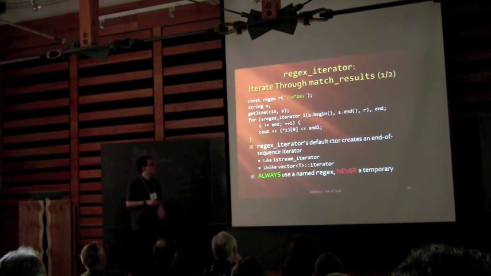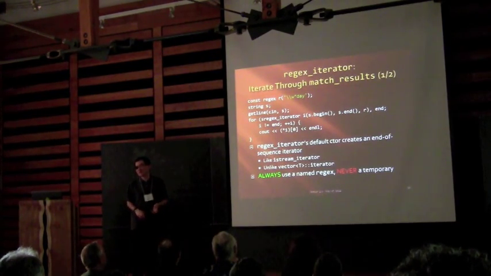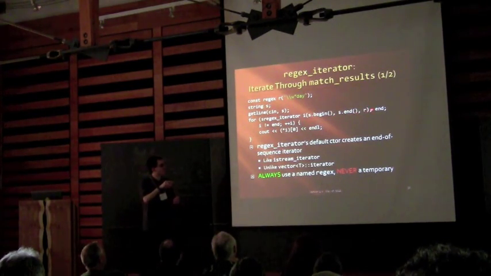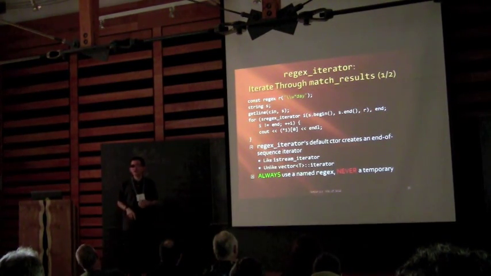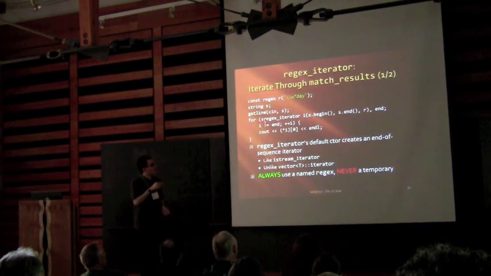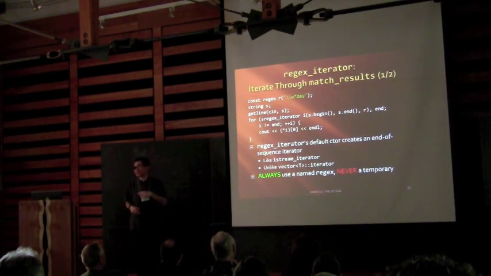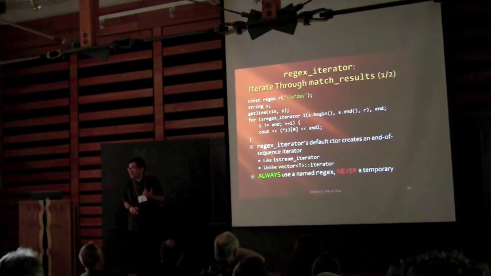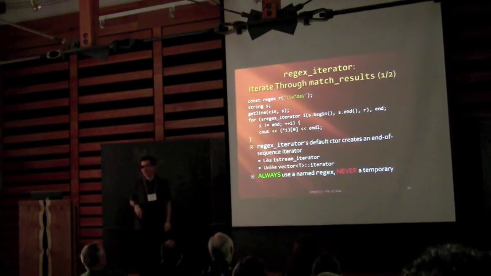The other potential gotcha is that I mentioned that regex's constructor is explicit, but there's nothing stopping you from directly constructing a temporary. So if I said regex iterator i, s begin, s end, regex, parenthesis, my string literal, that would actually compile. And yet it would do something very bad, because the way that regex iterator works is it's storing a pointer to the regex to use. It's not copying that whole regex inside its guts. That would be inefficient. It's just going to point to this regex. So if I gave it a temporary, it would accept it by const reference, and then you'd immediately get a dangling pointer as soon as we loop. That would be very bad.